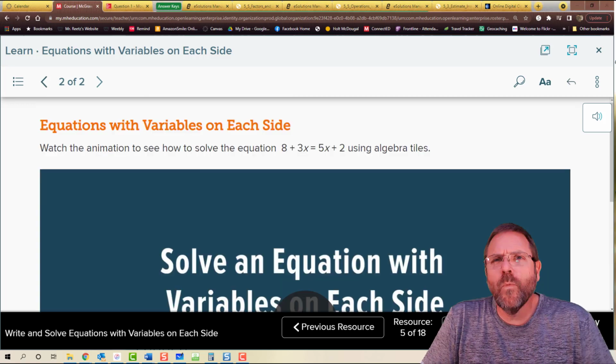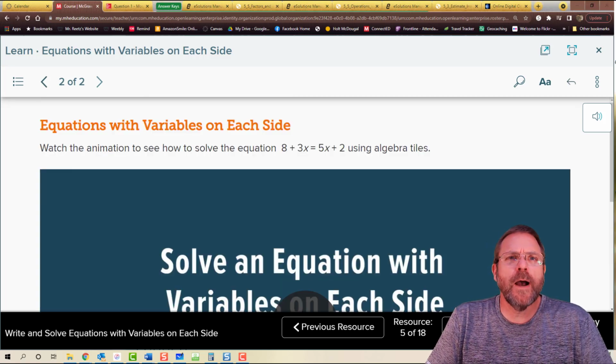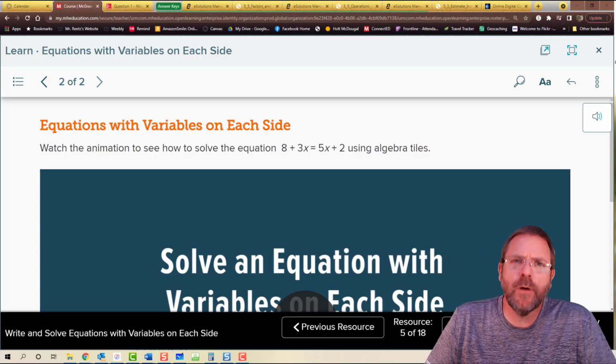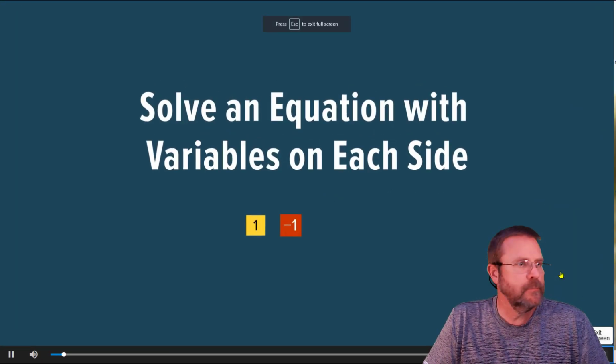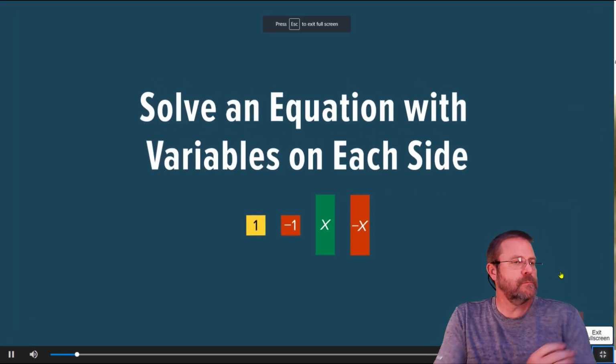But what if we had some wild and crazy desire to be able to solve these using algebra tiles? Well, lucky for us, the textbook has instructions on that. You too can use algebra tiles to solve equations.